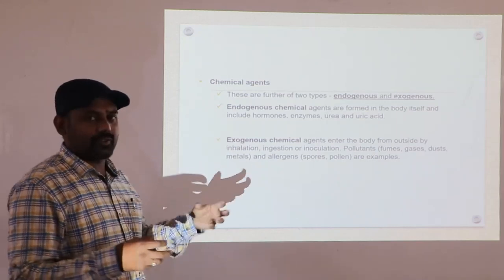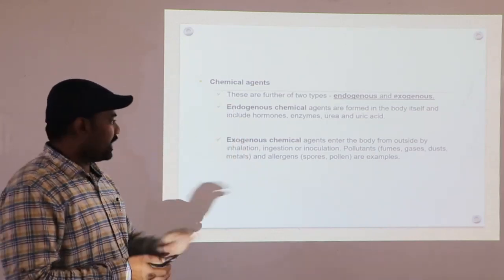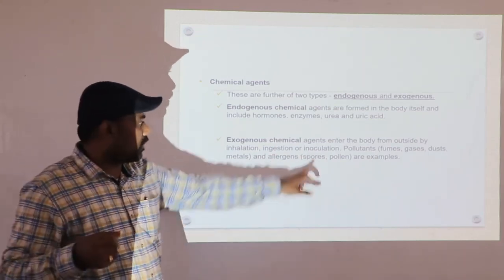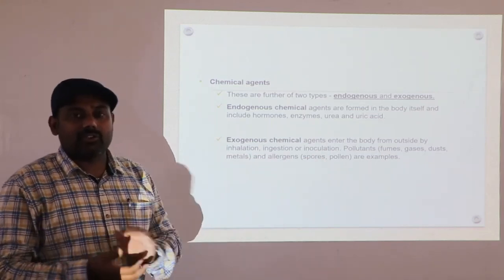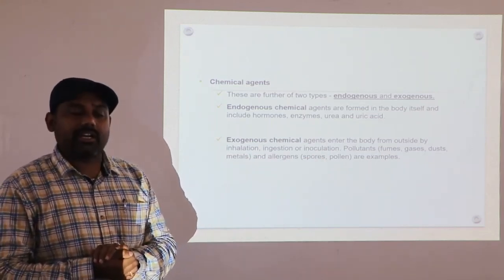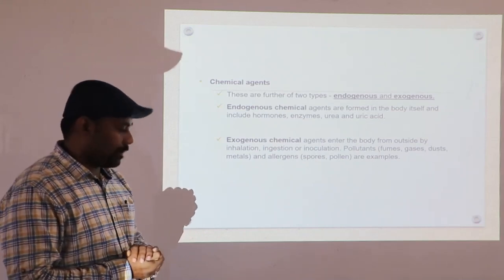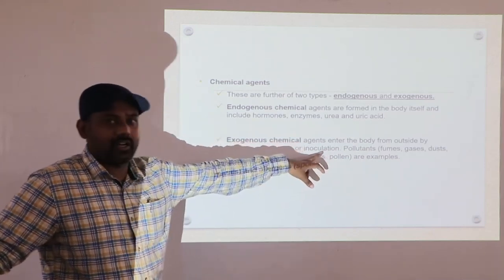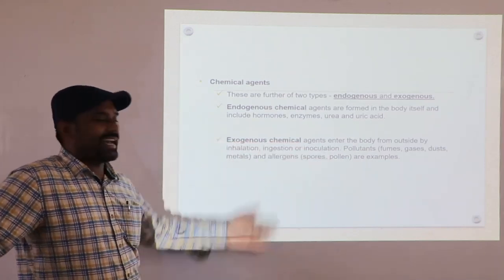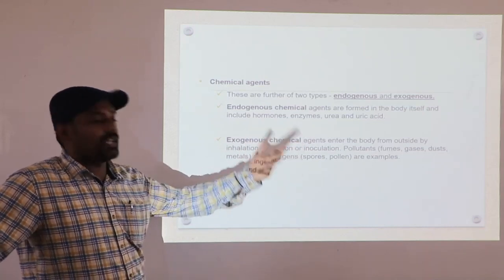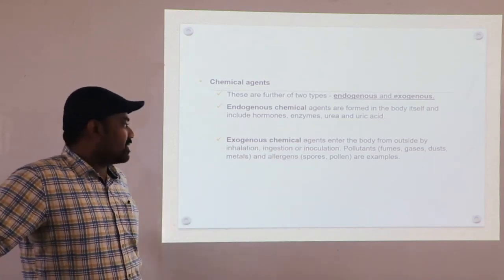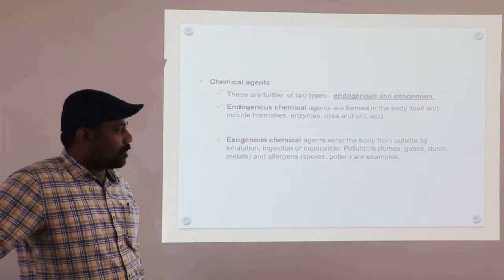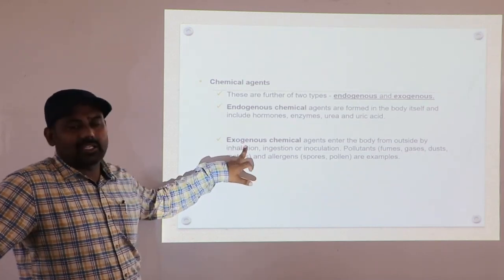The word inhalation refers to taking in through breathing, ingestion is by eating, and inoculation is by means of injection. Do remember, the word inoculation refers to introduction, or a better word is injection, or the better word is administration of some injections or some chemicals. It is called exogenous chemicals. Next, which includes pollutants like fumes, gases, dust, metals, etc. and also allergens. Some examples are spores and pollen grains for exogenous chemicals.